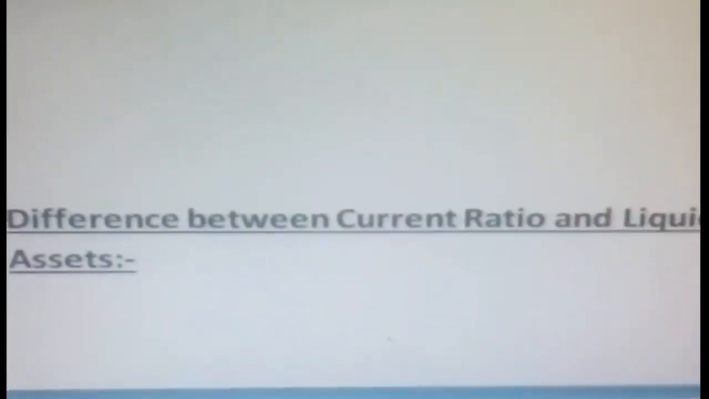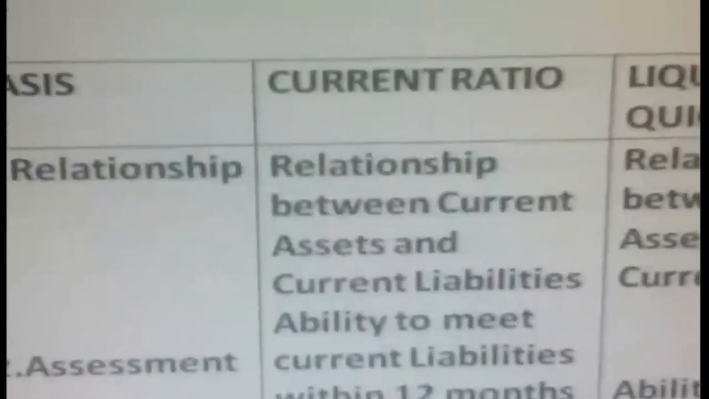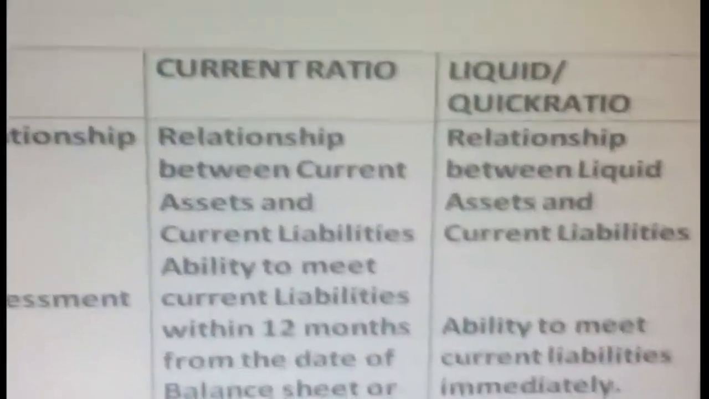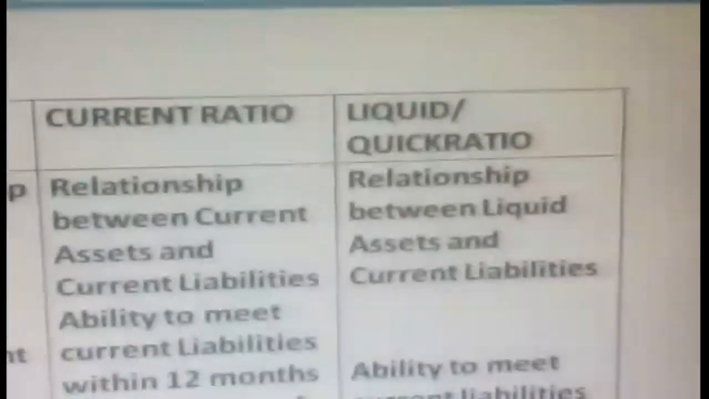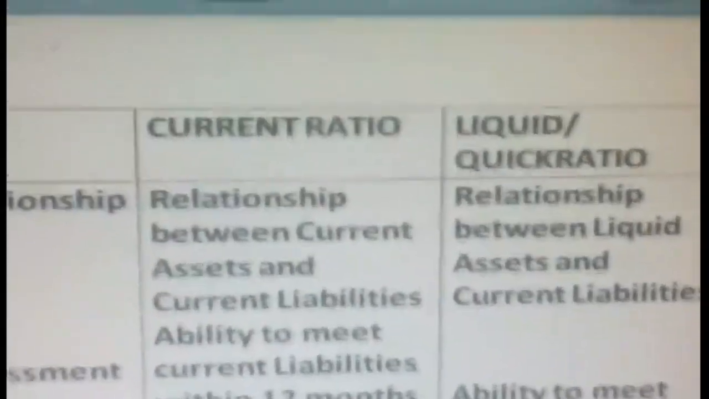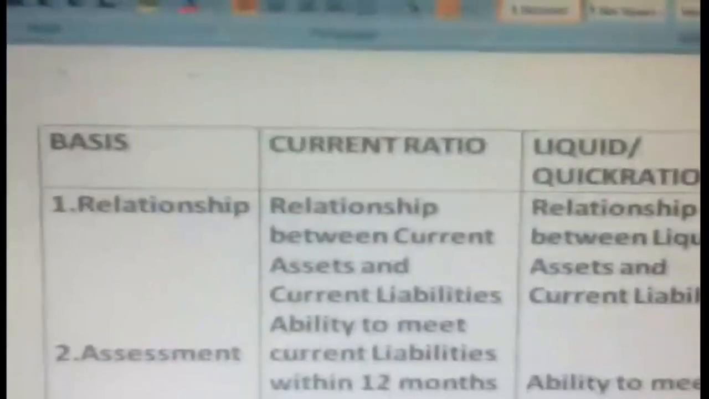Now you should know the difference between current ratio and liquid or quick ratio. Very, very important. The first one is relationship. For the current ratio, it is the relationship between current assets and current liabilities. For the liquid ratio, it is the relationship between liquid assets and current liabilities. Here the current liabilities are the same; only the difference is current assets and liquid assets, according to the heading.